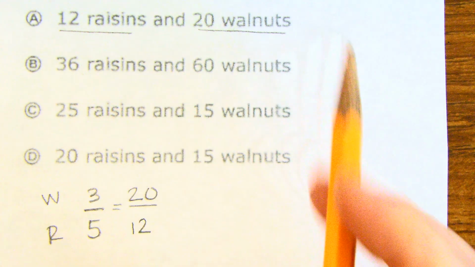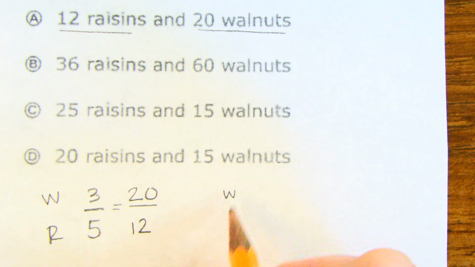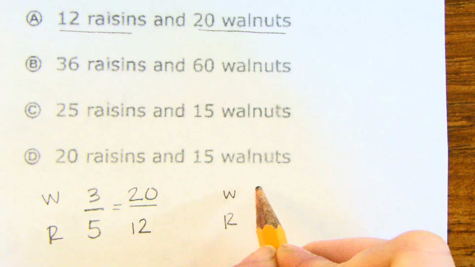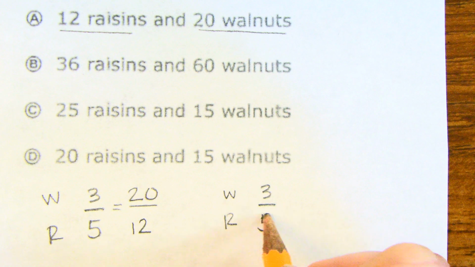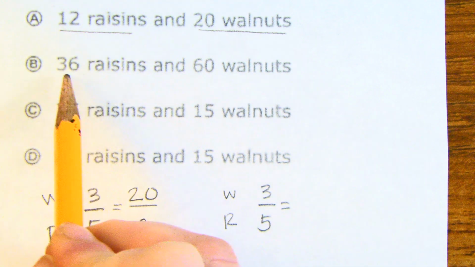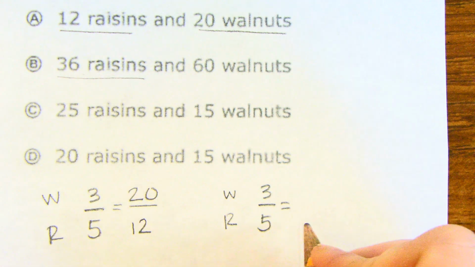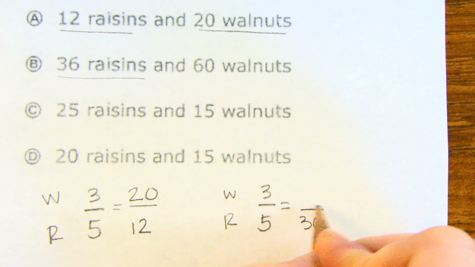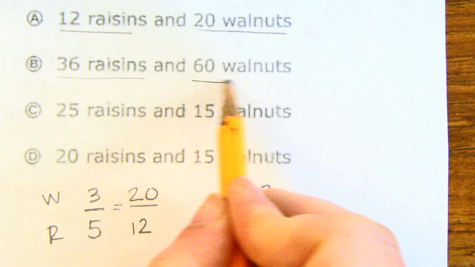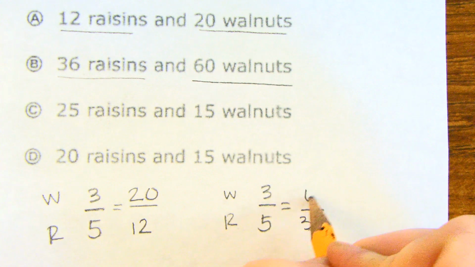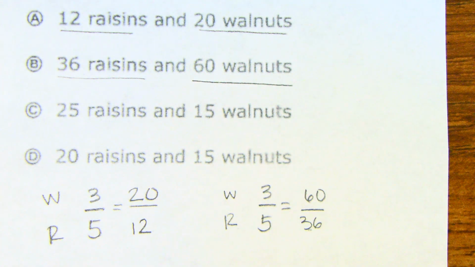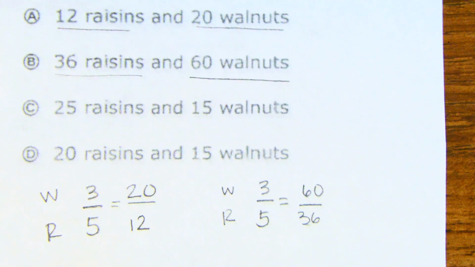So then we're going to look at B. We're going to set them all up first. We're going to say walnuts to raisins. We're going to label them. It's very, very important. 3 to 5. And we got 36 raisins. So the 36 goes with the raisins. Put the raisins on bottom. And 60 walnuts. Okay, and you're trying to figure out, are these equivalent ratios?